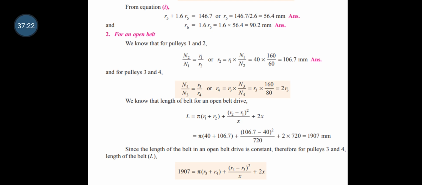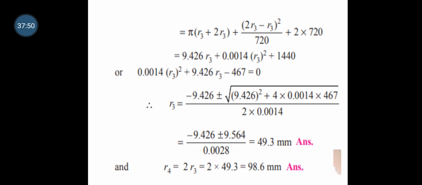Since the length of the belt in open belt is constant, therefore for pulleys 3 and 4, the length of the belt L, which is already known, 1907 is equal to pi (R3 plus R4) plus (R4 minus R3) the whole square divided by X plus 2X. In this equation we are going to find the R3 by solving these given values. R3 is equal to 49.3 mm and R4 is equal to 98.6 mm.